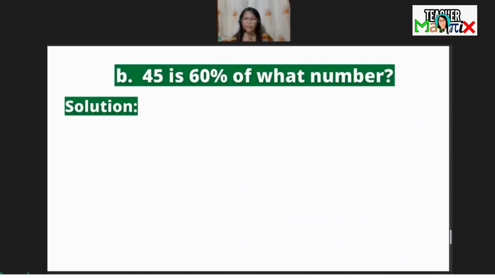Okay, next problem. For letter B, 45 is 60% of what number? Okay, it's very easy. I know you can follow already based on what I have explained a while ago. So 45 is, okay, "is," which is equal sign. And then 60%. Since this is 60%, you cannot solve right away if it is in a form of percent. So, of what number? I put x here.